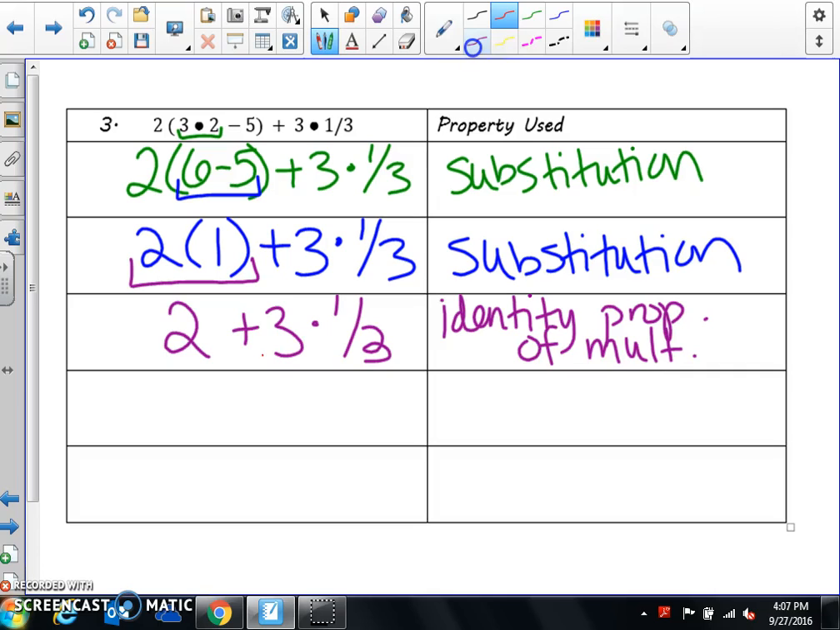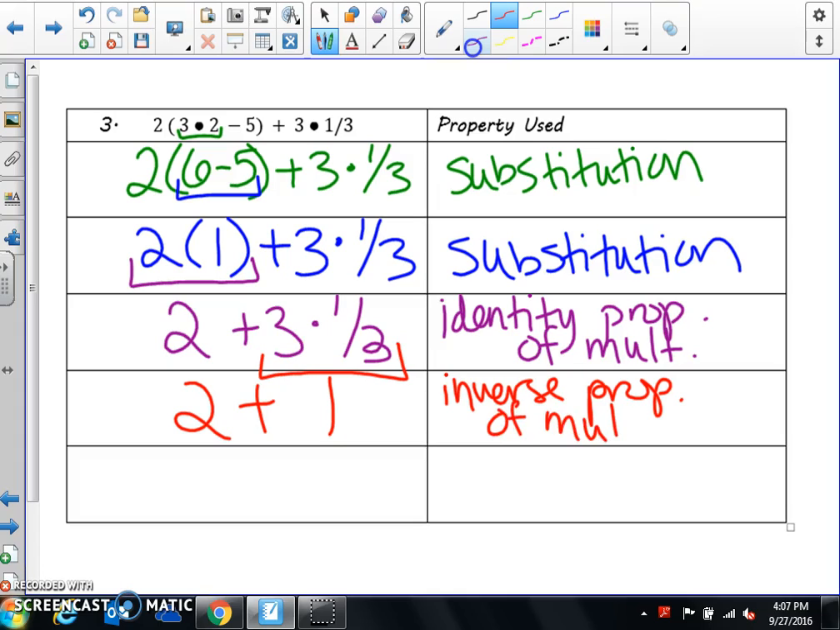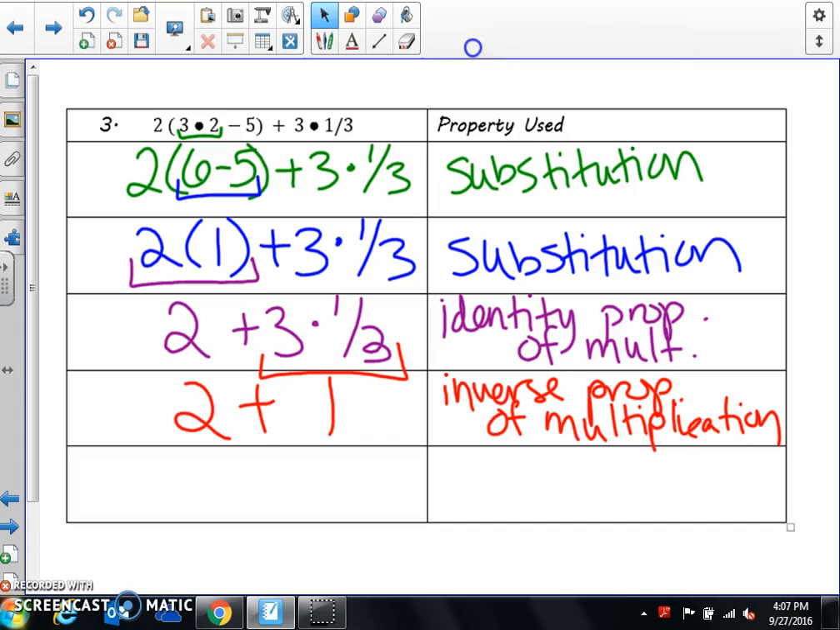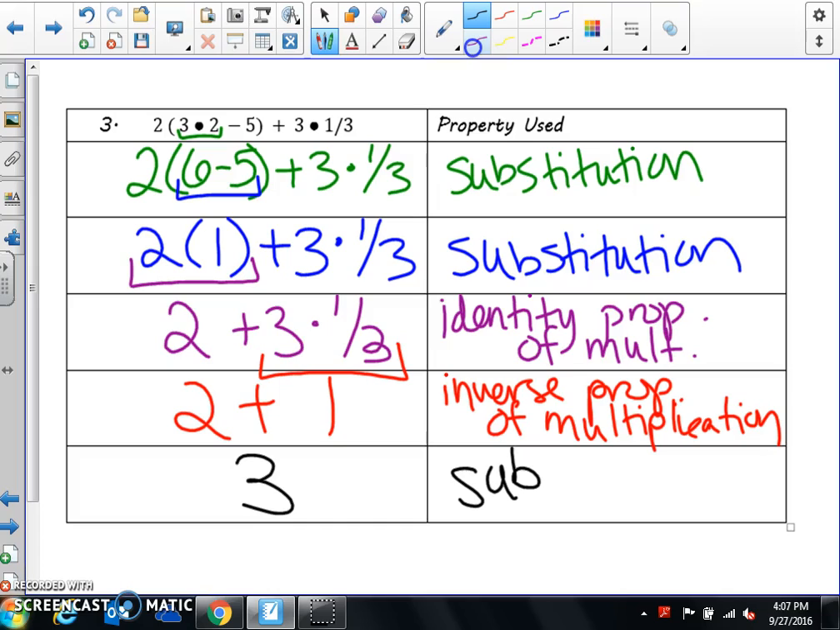Okay, I still need to multiply. So 3 times 1/3 is 1. Which property tells me that 3 times 1/3 is 1? That is the inverse property of multiplication. And then last but not least, 2 plus 1 is 3. Does any property ever tell you that 2 plus 1 is 3? No. So that would be substitution.